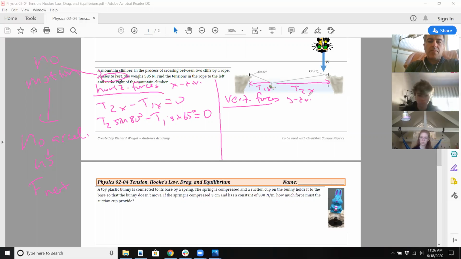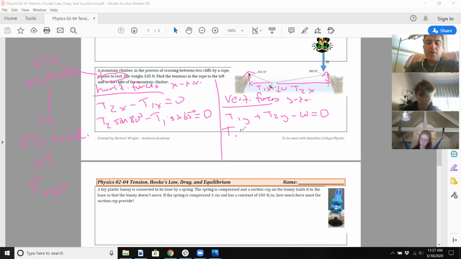So you got these two pointing up, T1y plus T2y. And you got weight acting down, minus W. And again, this person is not moving up or down, so there's no acceleration in that direction either. So that's why you set it equal to 0, they all balance out. It's all about balancing forces.